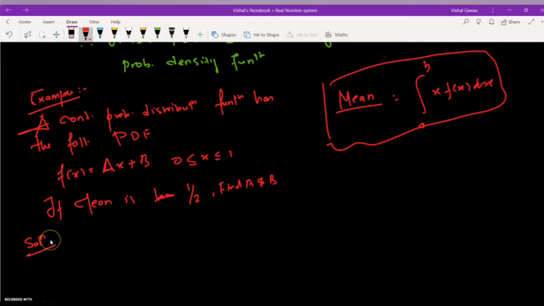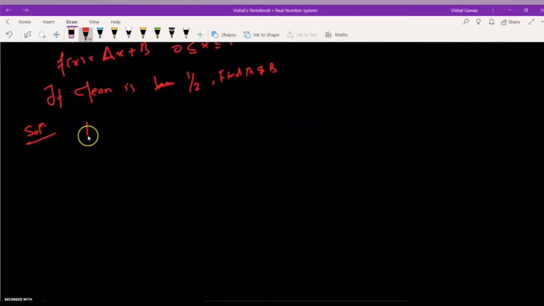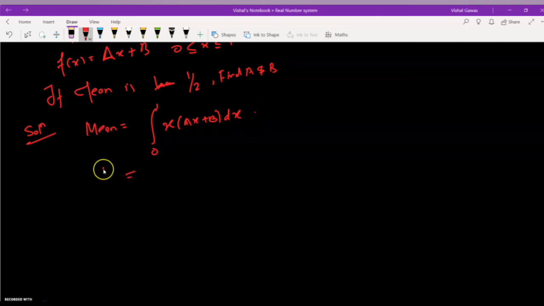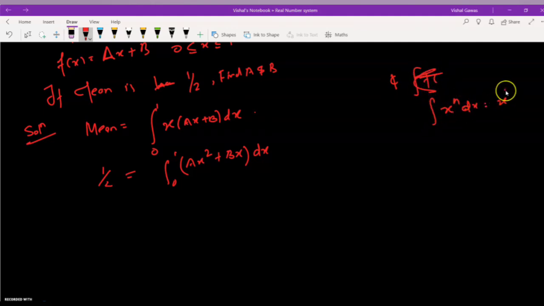Solution: we have to find what a and b are. So mean is equal to the integral from 0 to 1 of x times (ax plus b) dx, and that's given to be half. This will be ax squared plus bx, and then dx. We know the formula: what's the integral of x to the power n dx? Of course, it's x to the power n plus 1 over n plus 1. The constant doesn't really matter; if it is a here, it just stays there.